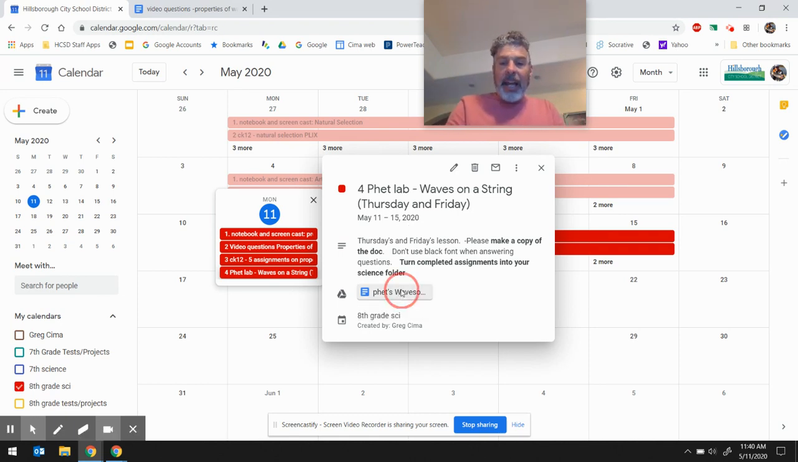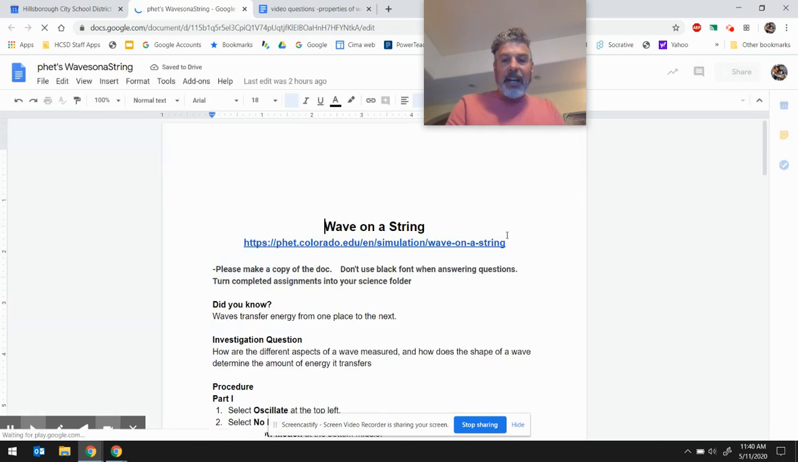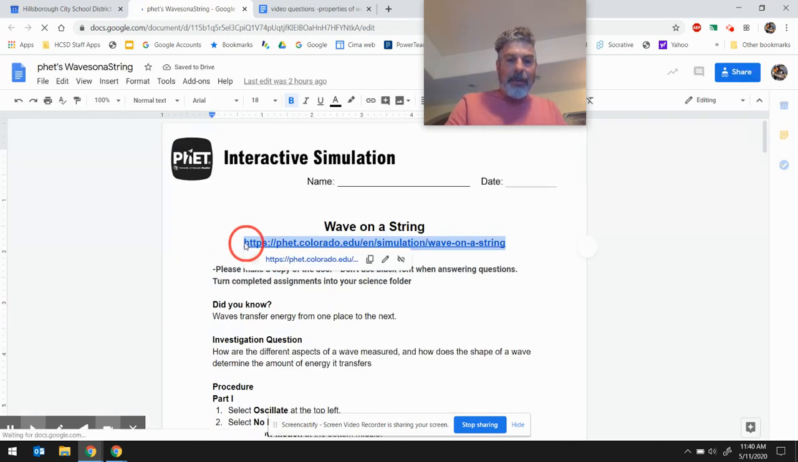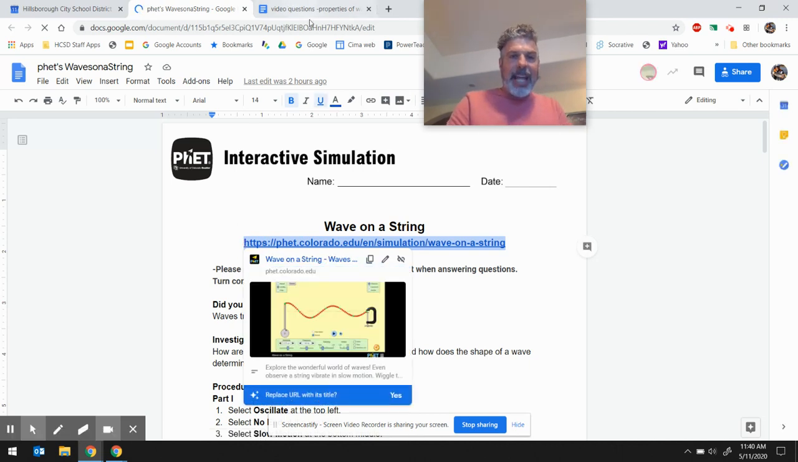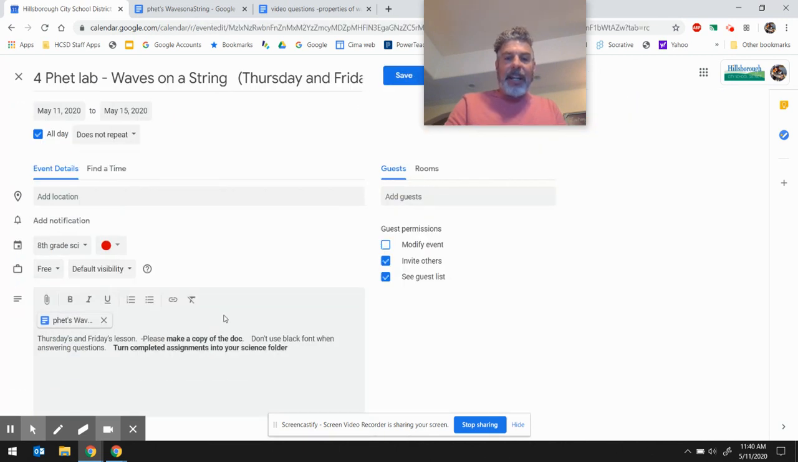PhET lab. It's called. It's on a string. I forgot to put. I put the link here. Let me copy and paste this link right now before I forget to do it. Let me copy and paste that right onto the calendar. Here, let me edit that right here in front of you.